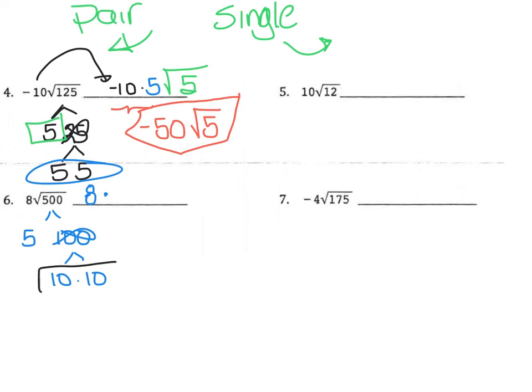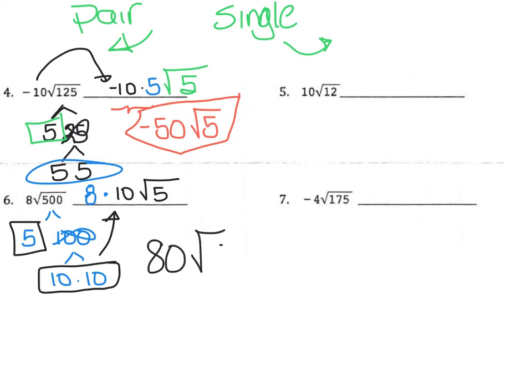So I'm going to circle this pair of 10s, because that's a pair. There's my single. So the pair goes on the outside. The single stays on the inside. And then we multiply. So I got 80 square root of 5 as my final answer.